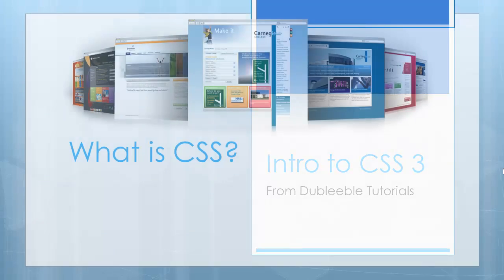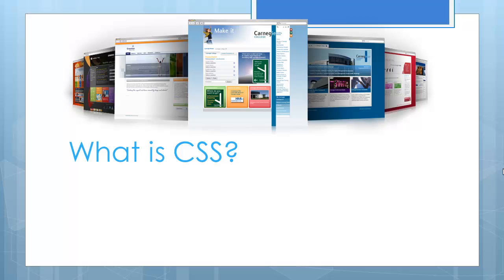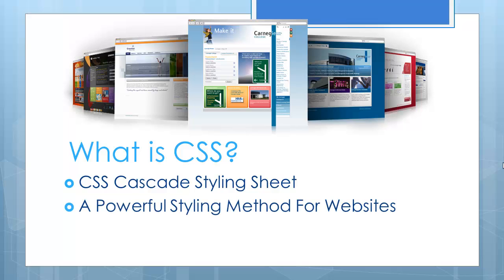CSS3. What is CSS? CSS is an acronym for Cascading Style Sheets. It's a powerful styling method for websites that many popular websites today take advantage of, and I think you should too. CSS does not create objects. It does not really do anything other than modify attributes of already existing HTML objects.